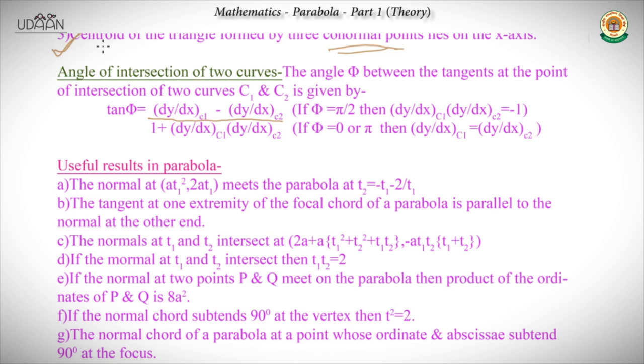We'll derive the slope of the tangent at that point: for curve 1 it will be m1, for curve 2 it will be m2. So on substituting m1 as dy by dx at C1 and m2 as dy by dx at C2, we get this equation. If the two curves are perpendicular, it means psi is pi by 2, so we equate tan psi to tan of pi by 2. Then we get this condition: the product of slopes is minus 1. If the angle is 0 or pi, the slopes are equal.